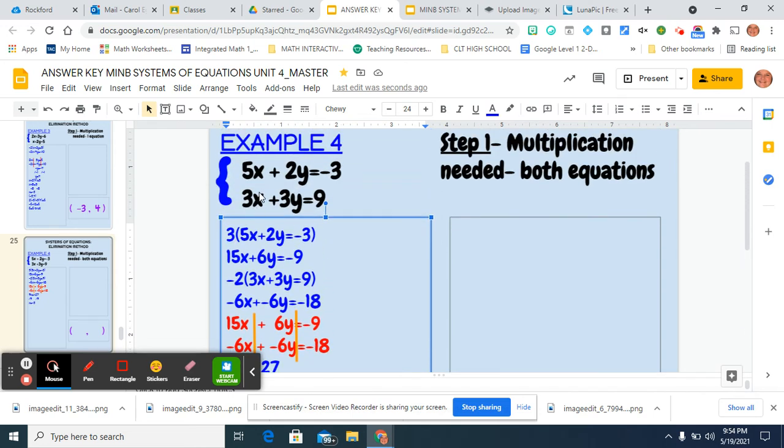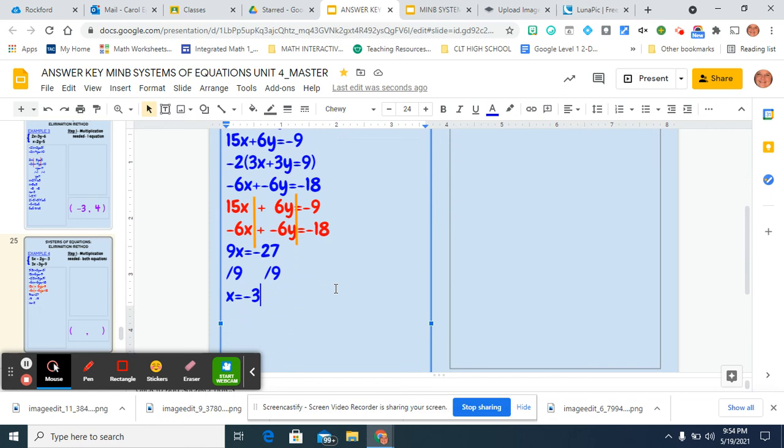So going back to the original, I pick either 5x plus 2y equals negative 3 or 3x plus 3y equals 9. I don't really see an advantage of using either one. So I'm going to start with the top one because then it's like top for the first one and bottom for the check, and it makes my life kind of easy. So I have 5 times negative 3 plus 2y equals negative 3. Because the original equation was 5x plus 2y equals negative 3. So negative 15 plus 2y equals negative 3.